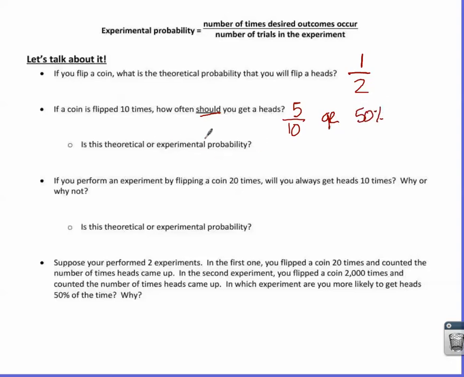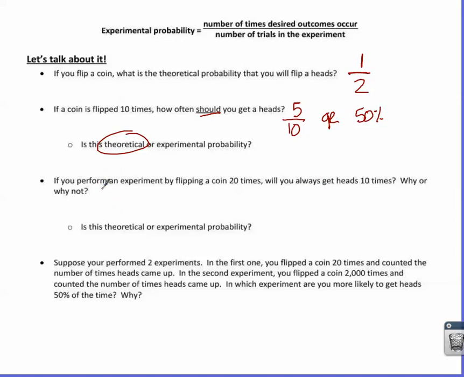Is this theoretical or experimental probability? It's theoretical. It's what should happen. Half the time you should get heads. The other half you should get tails. But if you actually perform an experiment by flipping a coin 20 times, will you always get heads 10 times? Why or why not?